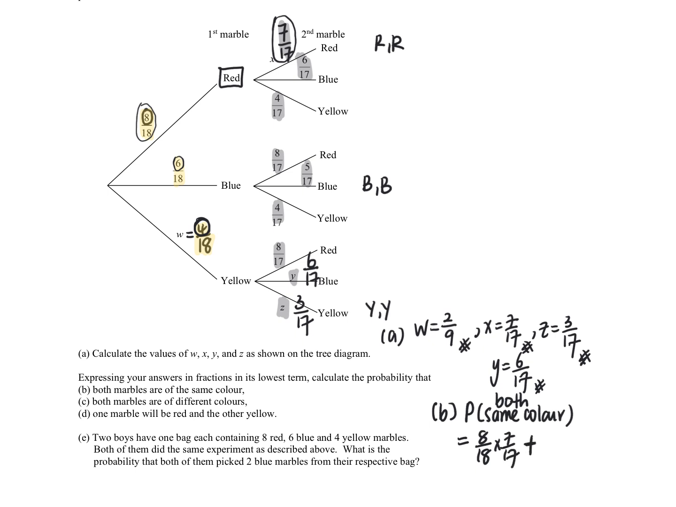Okay, then you add the next outcome. Blue, blue. So blue times blue is 6 out of 18 times 5 out of 17. Last one is yellow, yellow. So it's 4 out of 18 times 3 out of 17. So go and total the 3 calculations.